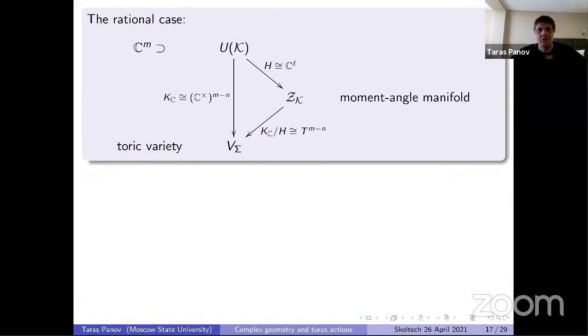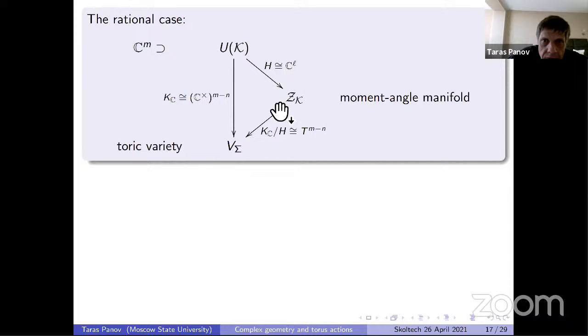So let's look at this as follows. That's precisely the relation to the toric world. So we have this in the rational case. In the rational case, we always have this universal space which sits inside C^m. And then you can take the quotient construction of the toric varieties. That's a vertical arrow. It's a quotient by the action of the algebraic torus of dimension m minus n.